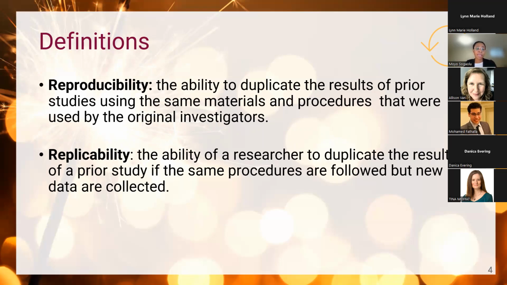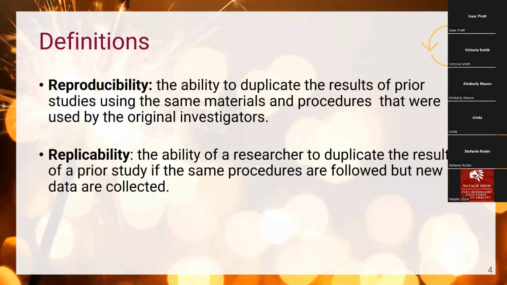On the other hand, replicability is the ability of a researcher to duplicate the results of a prior study if the same procedures are followed, but new data are collected. In this case, this would be like if I had that same journal article that I downloaded, but instead of using the data that they used for the analysis, I come up with my own data. So for example, if they used the labor force survey for the analysis, I could use the census, hoping to get similar results.